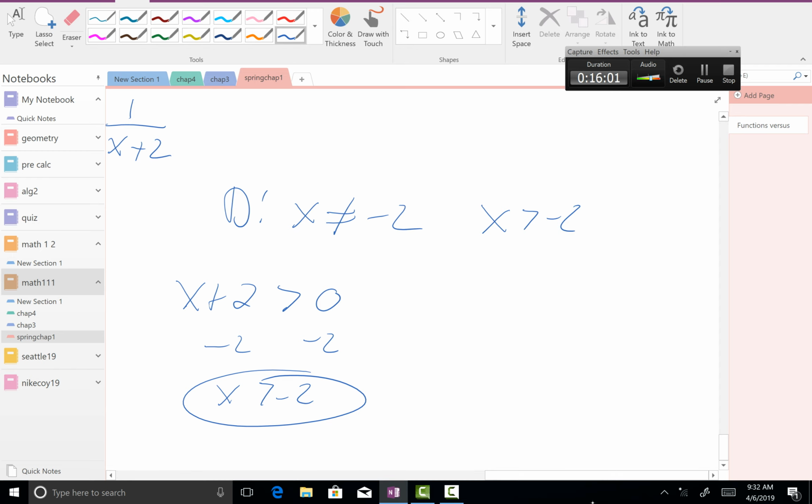But you say, what about this? Well, you're saying x has got to be greater than negative 2. You're not saying it's greater than or equal to. You're saying it's greater than negative 2. So it's not going to be negative 2. So we're okay.